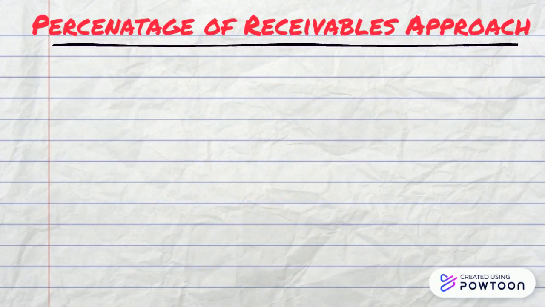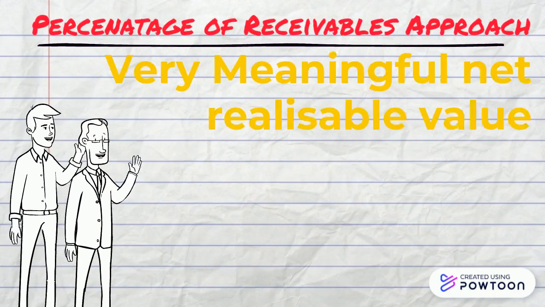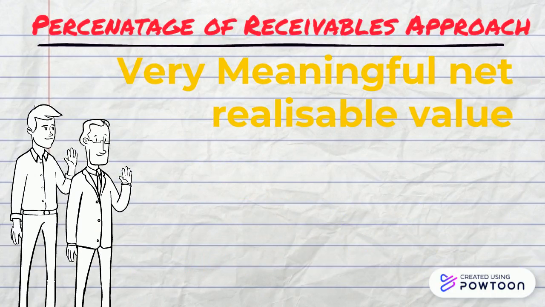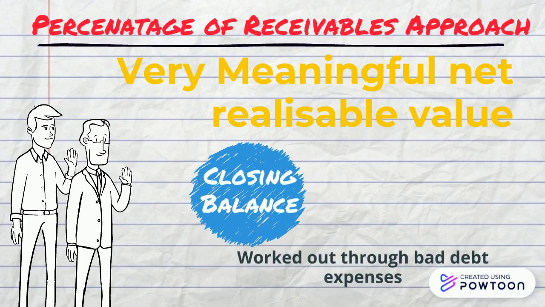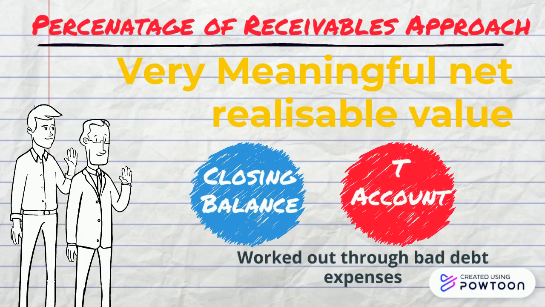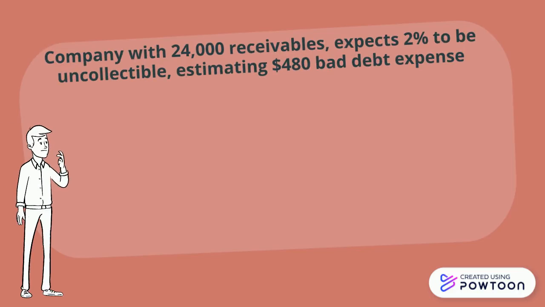The second approach is the percentage of receivables approach, which, contrastingly, results in a very meaningful net realizable value. This is determined through the closing balance and is worked out by taking bad debt expense as a set percentage of receivables in the T account. For example, a company with $24,000 of receivables expects 2% to be uncollectible, estimating $480 of bad debt expense.